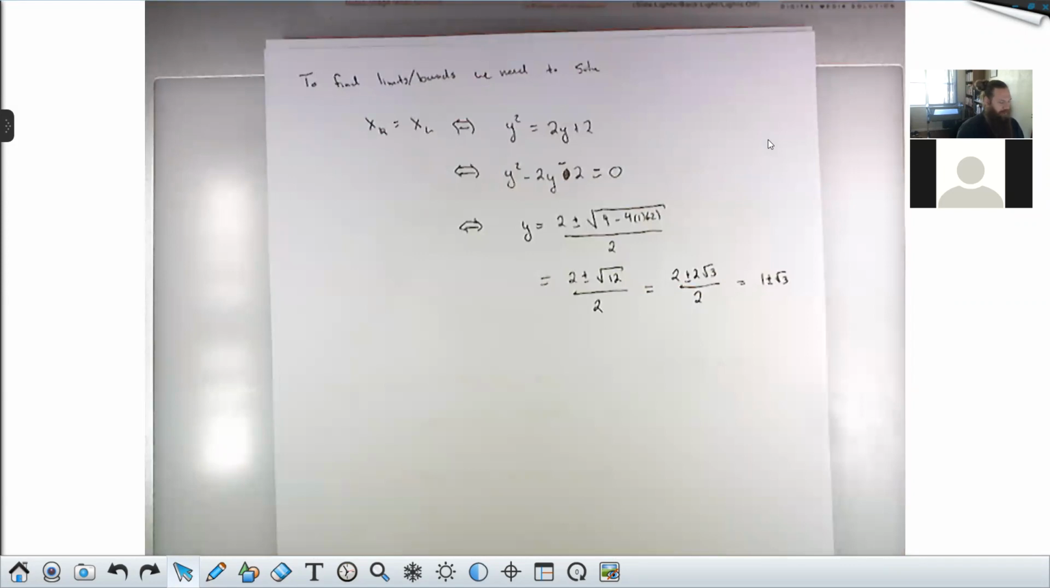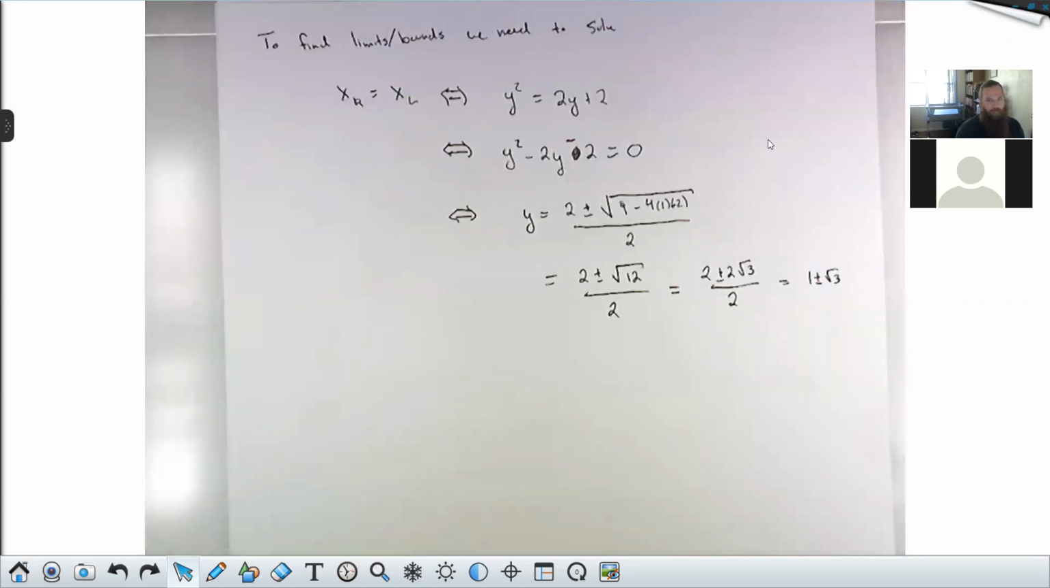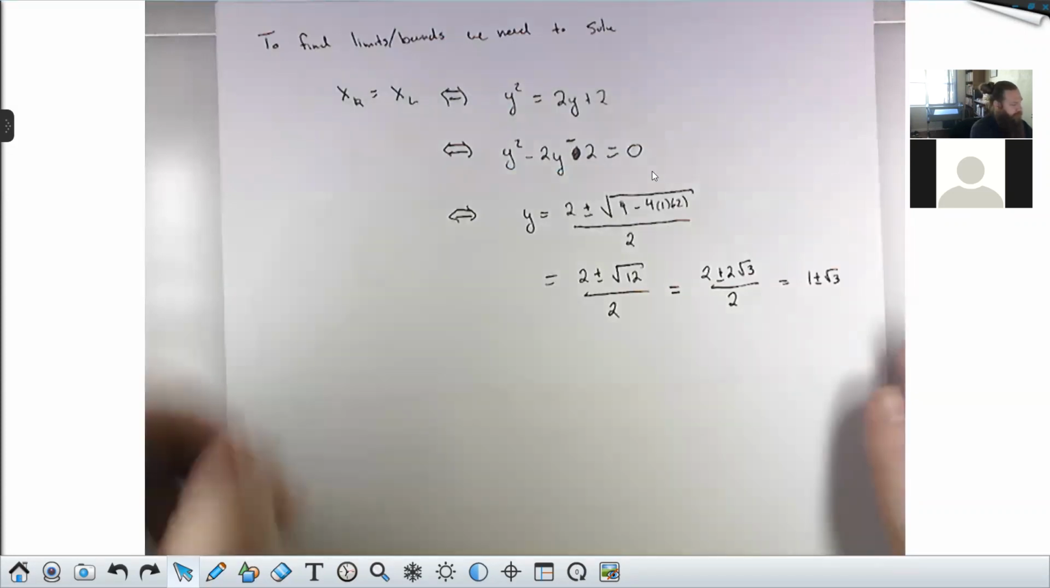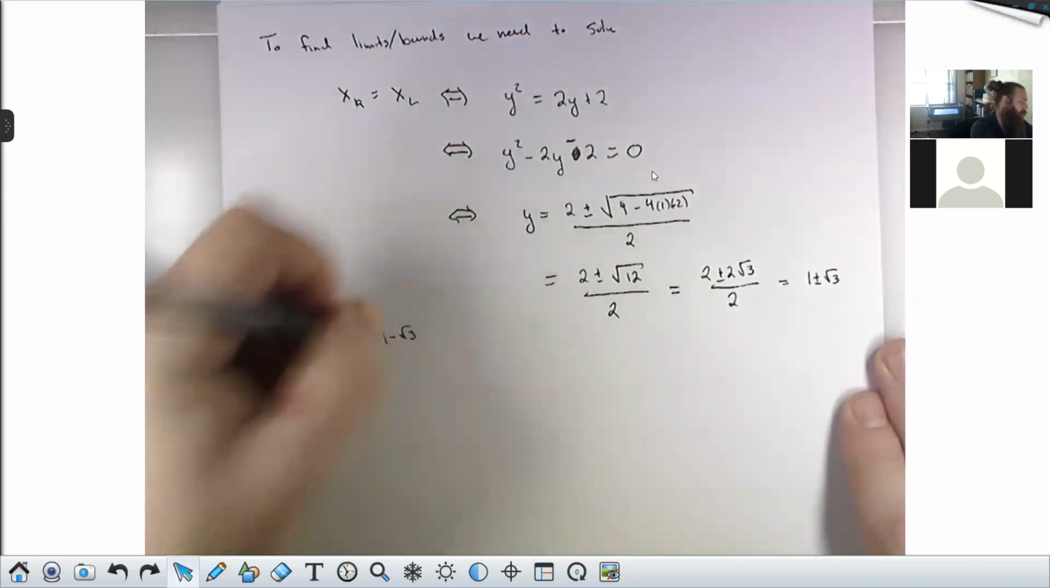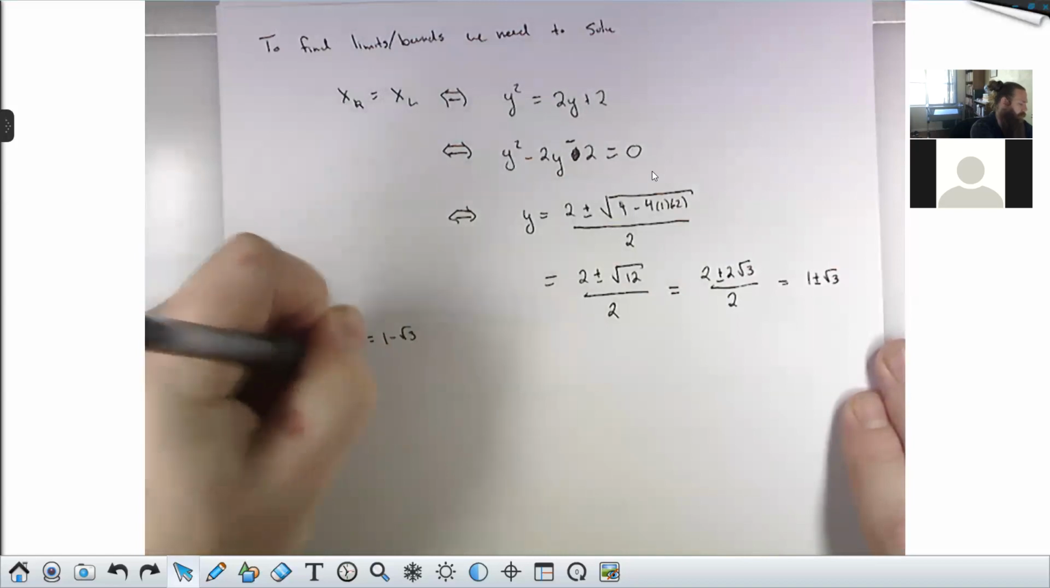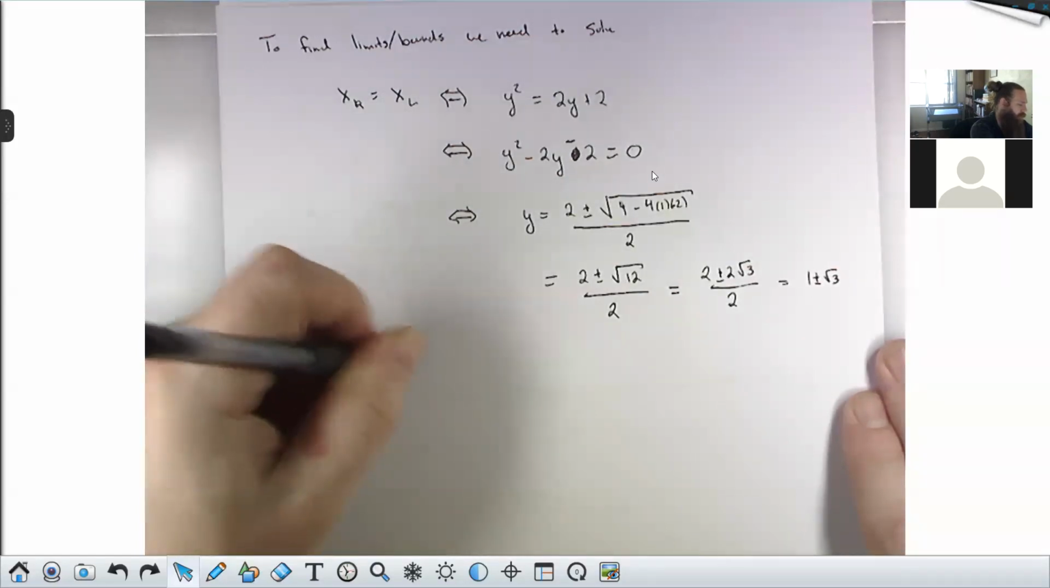So those are our two bounds. Solving equations like this is something I know you guys can do, but normally I wouldn't ask you to do this in the context of a problem, certainly not on an exam problem. You'll be able to find your bounds just by factoring. So A is the smaller one, 1 minus the square root of 3, and B is the larger one, 1 plus the square root of 3.